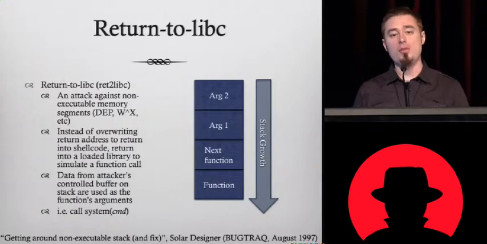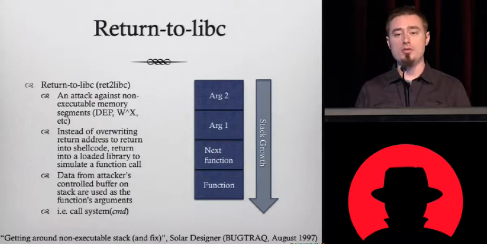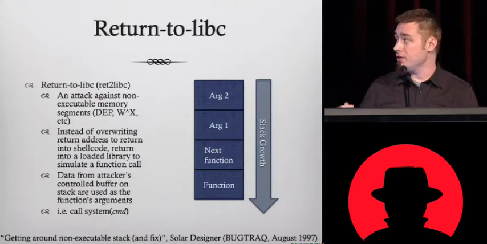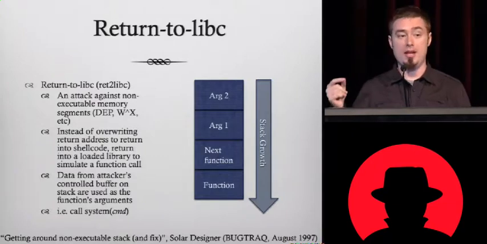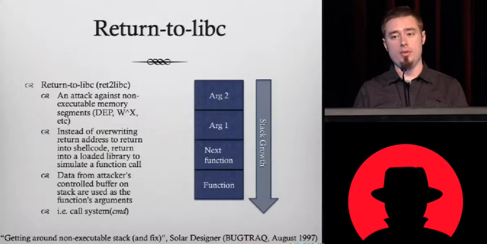Well, if all the libraries are loaded at known places, what you can do, at least on x86, is return to a function in that shared library. And you abuse the fact that on x86, the function arguments are taken from the stack as well. And if you've already overwritten the stack, that function that you jump into will use the arguments from your controlled data. And what this effectively does is simulate a function call to that function with arguments that you control.